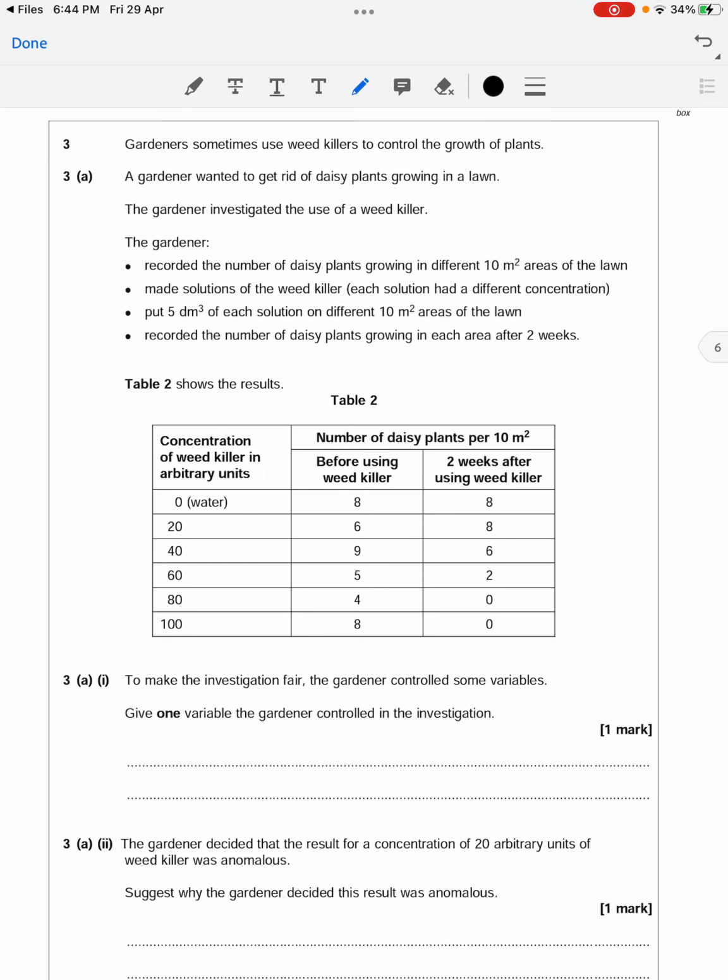Okay, so gardeners sometimes use weed killers. Get straight to the point. What do we have to analyze? We have a table. Make the investigation fair: give one variable the gardener controlled in the investigation. He wants to get rid of daisy plants using weed killers. The gardener must record the number of daisy plants, and make sure the solution of the weed killer each had a different concentration. That itself is a highlighter that it's an independent variable.